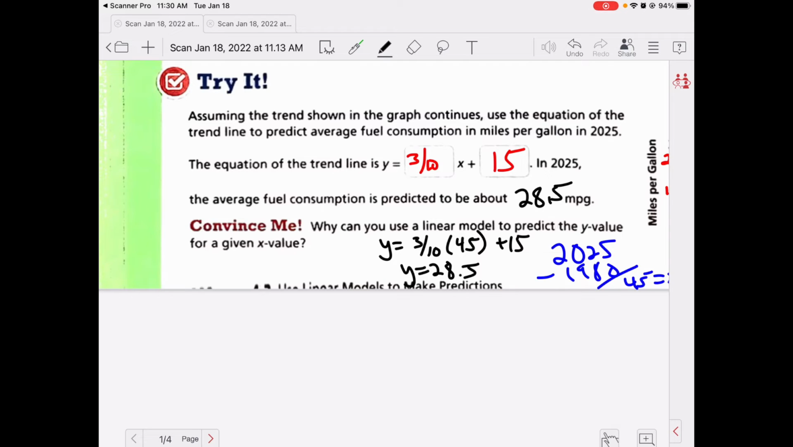And then our convince me says, why can you use a linear model to predict the y value for a given x value? And that's because the slope is a linear model, and the y value changes for each unit in the x value.